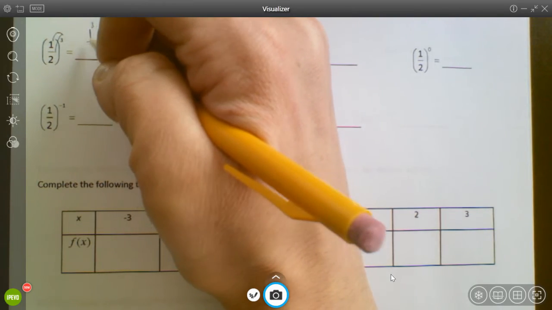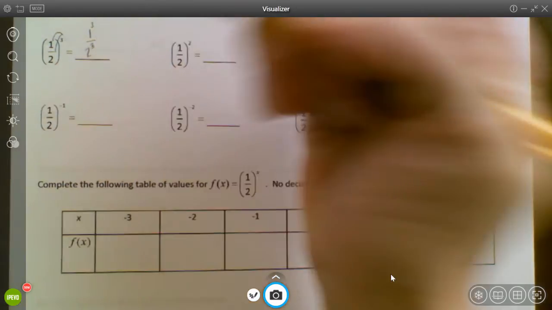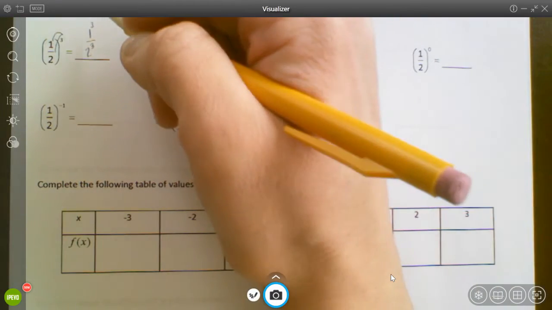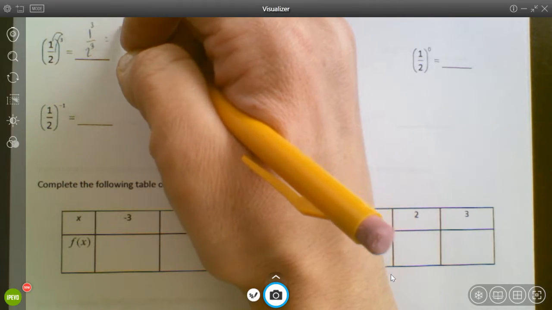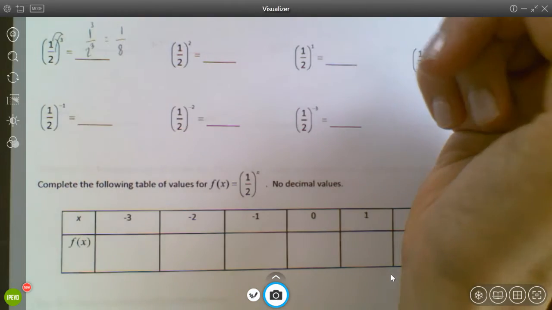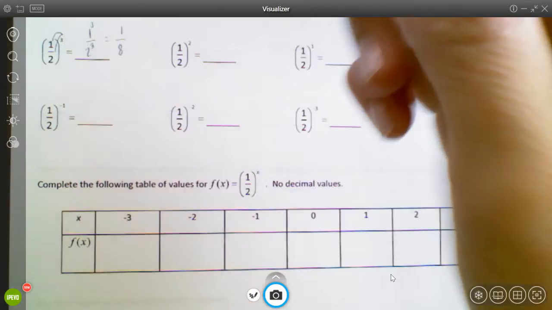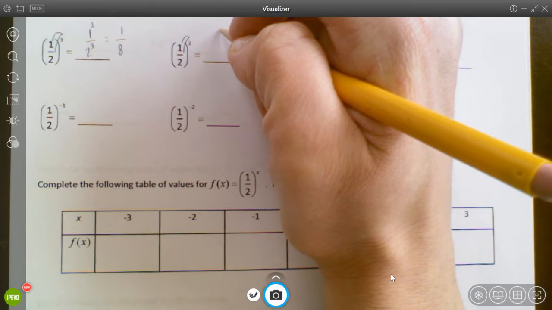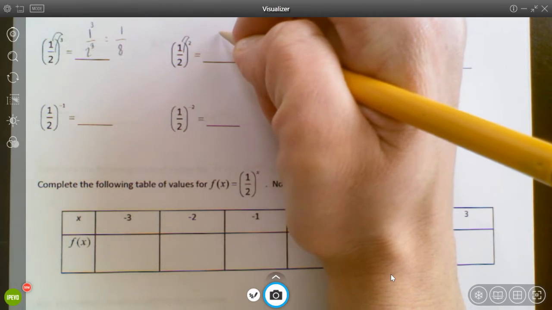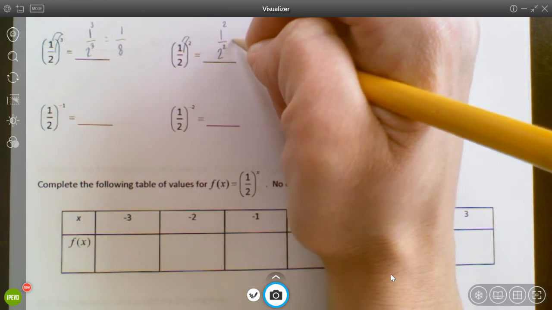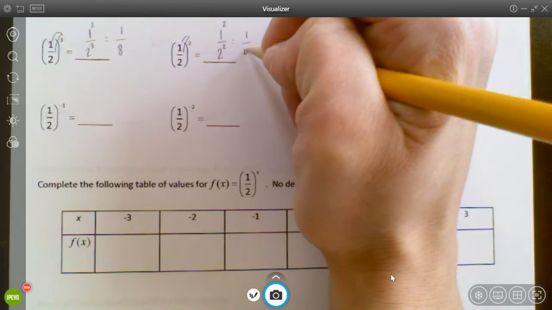power in the numerator over 2 to the third power in the denominator. And I'm going to go ahead and evaluate those each separately. So 1 to the third up top is 1, 2 to the third down below is 8. So 1/2 raised to the third power is 1/8. I'm going to go ahead and do that for each one of these. So our next example is 1/2 raised to the second power. So that's 1 squared over 2 squared. 1 squared is 1, 2 squared is 4, so 1/4.